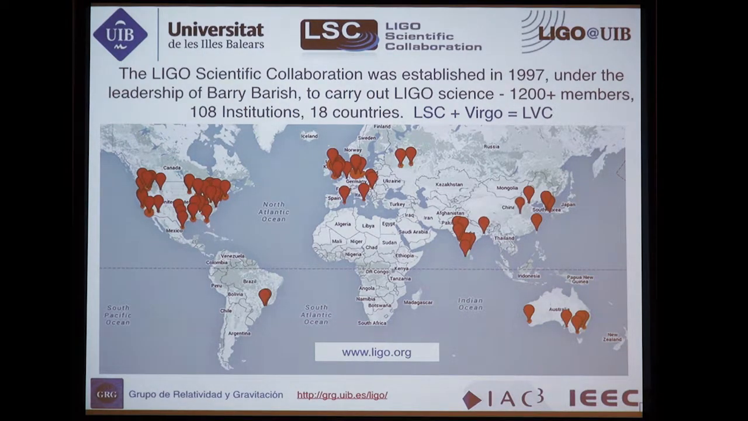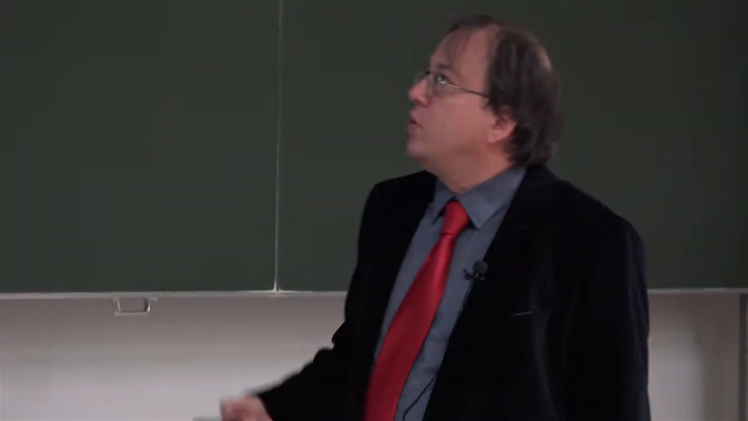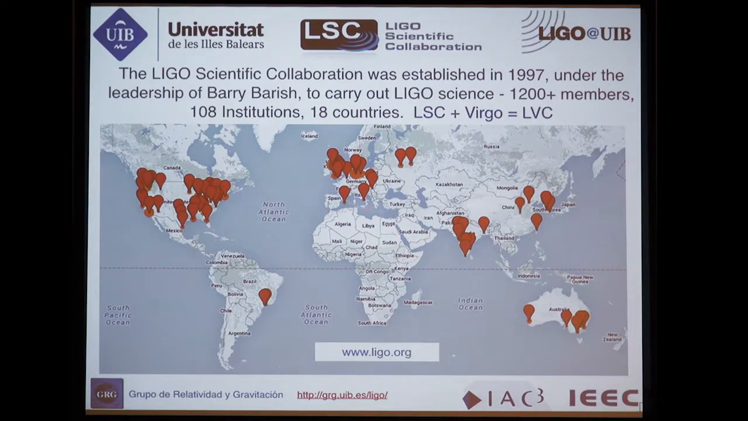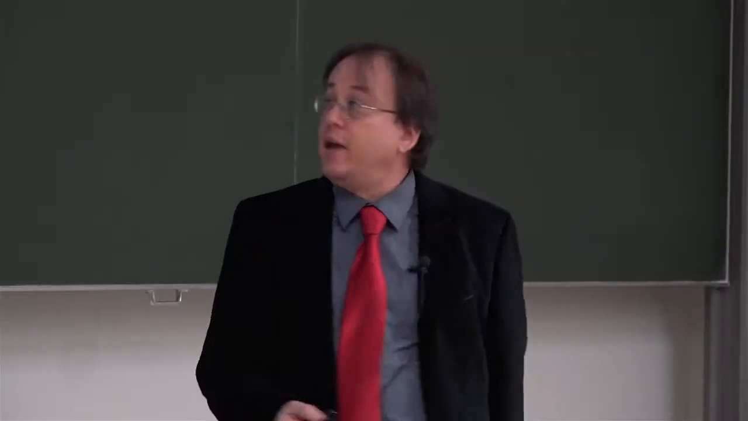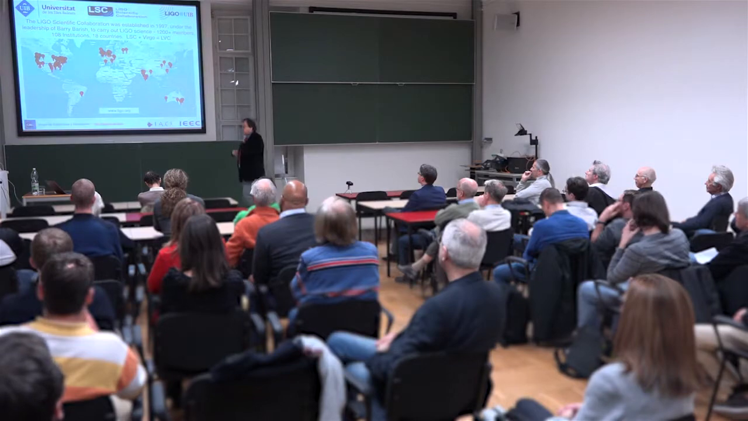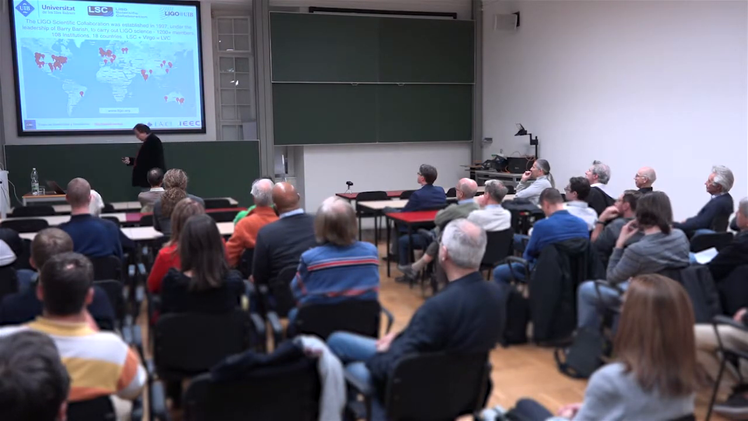There's another collaboration, the Virgo collaboration, which is a little bit smaller, which is responsible for the Virgo instrument, which is near Pisa in Italy. Together they form the LVC, the LIGO-Virgo collaboration, which analyzes all the data together.